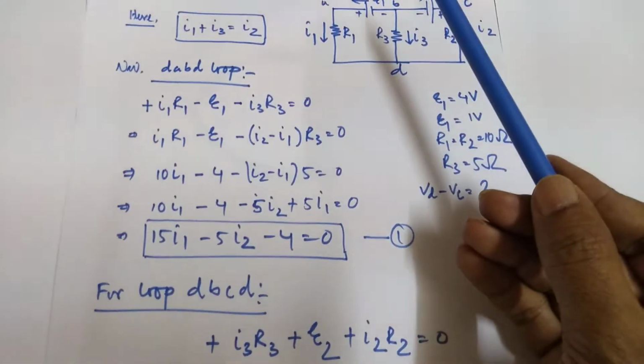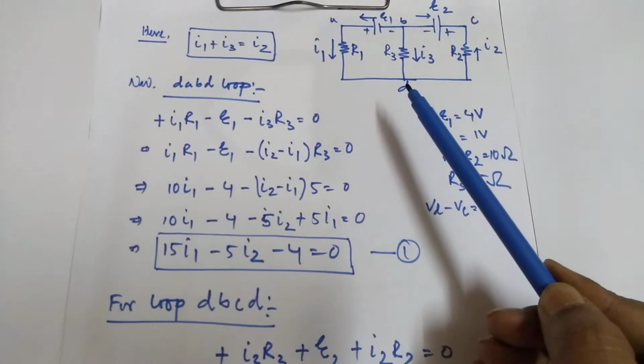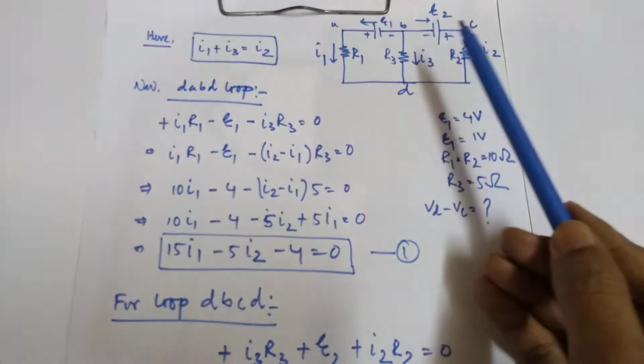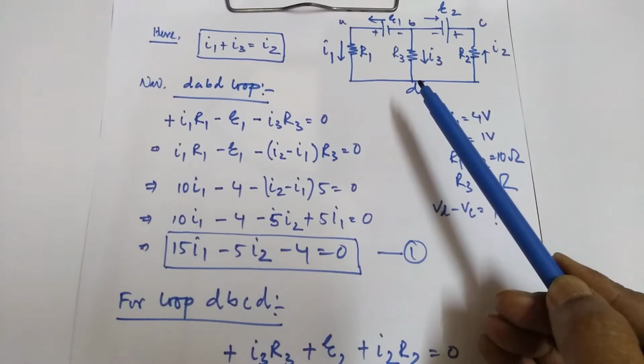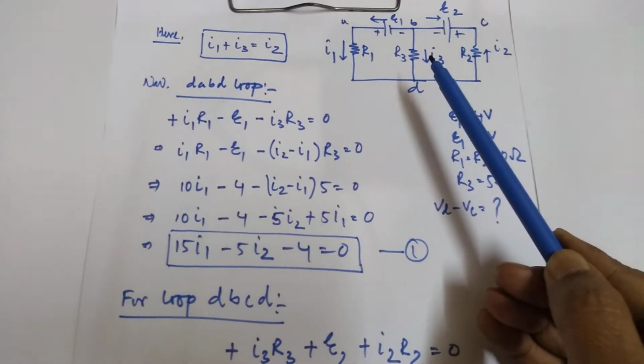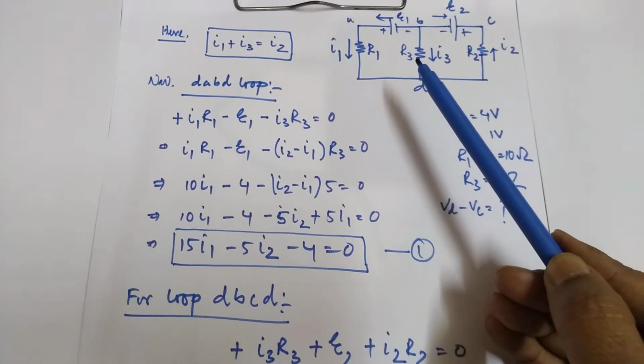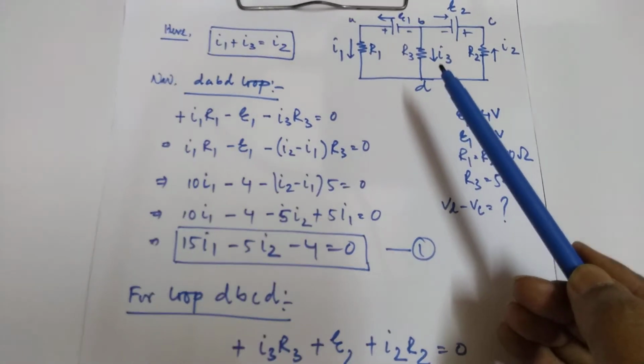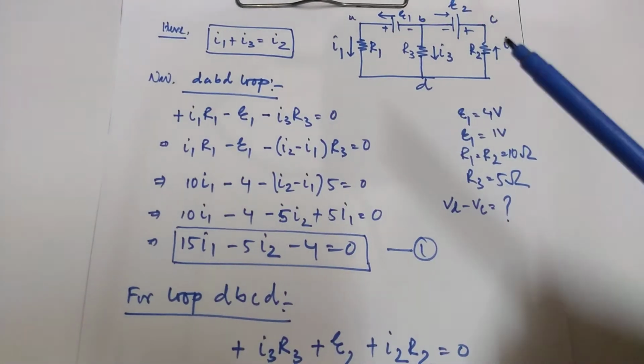So look at this over here. I go from D, B, C and D. So again I will follow that one. If I move in the direction of the current, the voltage drop across the resistor will be negative. If I move in the opposite direction of the current, the voltage drop across the resistor will be positive.